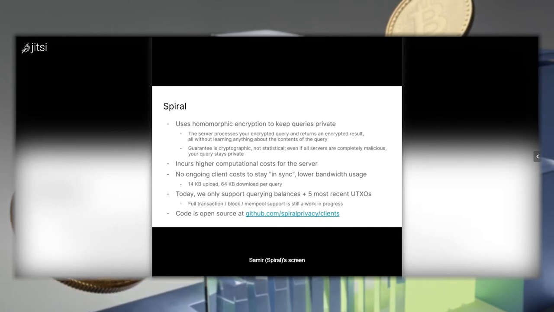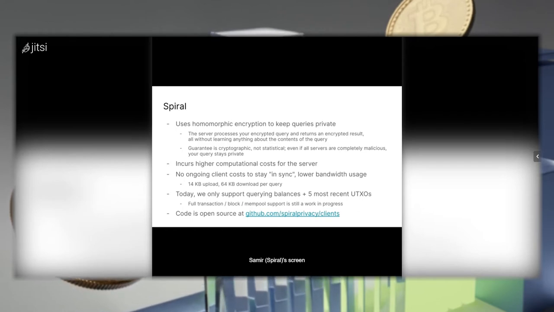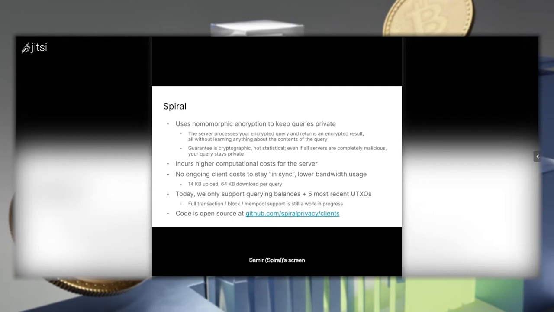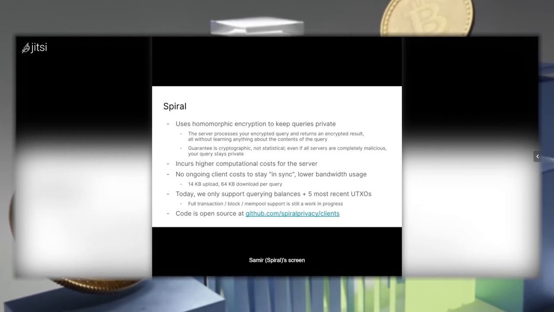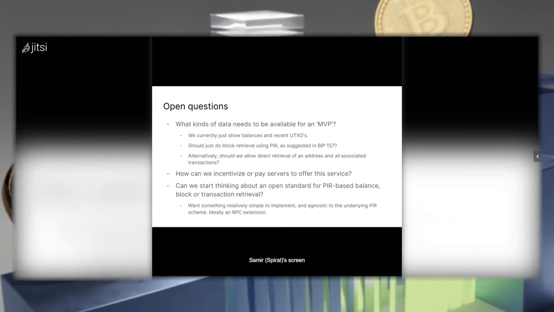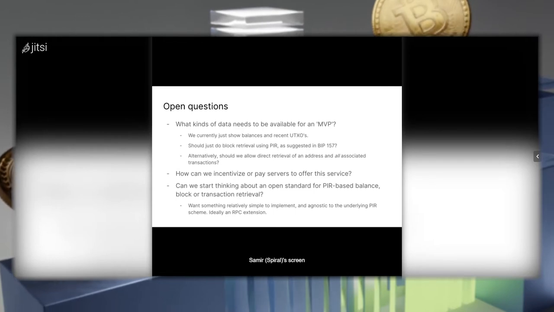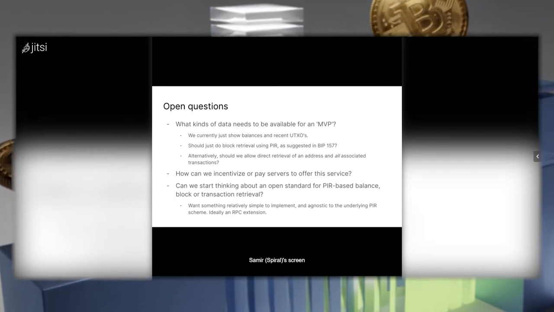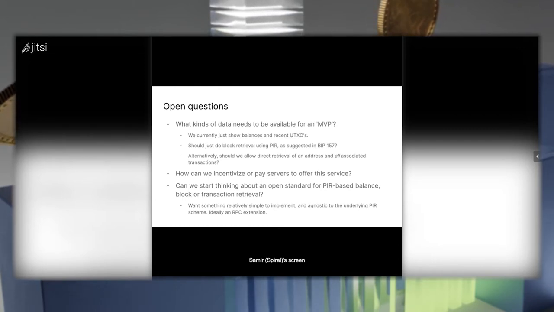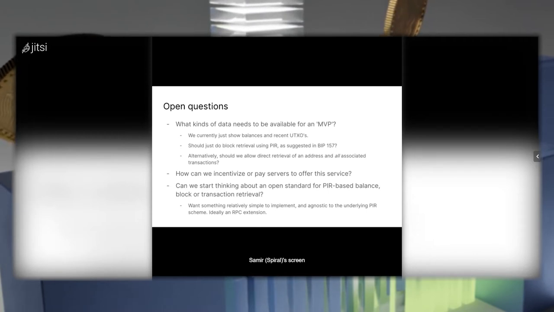I have a slide that explains more of the technical underpinnings of Spiral. So if you want, I can just go through that slide if you want to hear more about homomorphic encryption stuff. But before I do that, I think the open questions for us are, what minimum set of data is enough? I think balances on its own is not quite enough. I think when I run wallet software, I expect more than just the balance in all my addresses. We obviously need to think about fetching more than one address. Today there's a website and you can fetch one address, but wallets have more than one address.